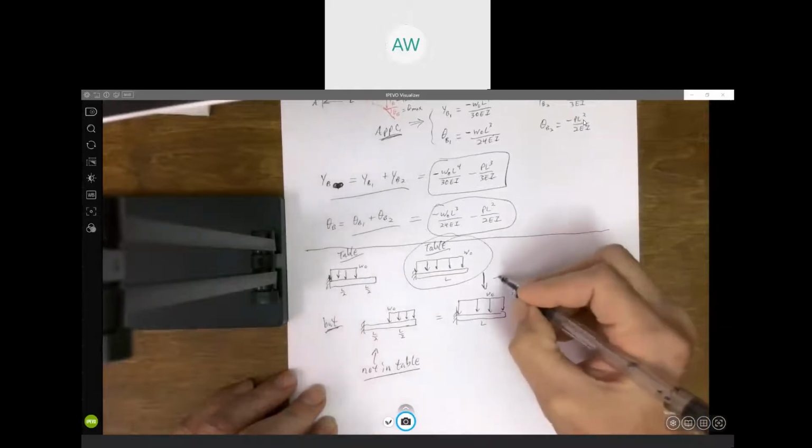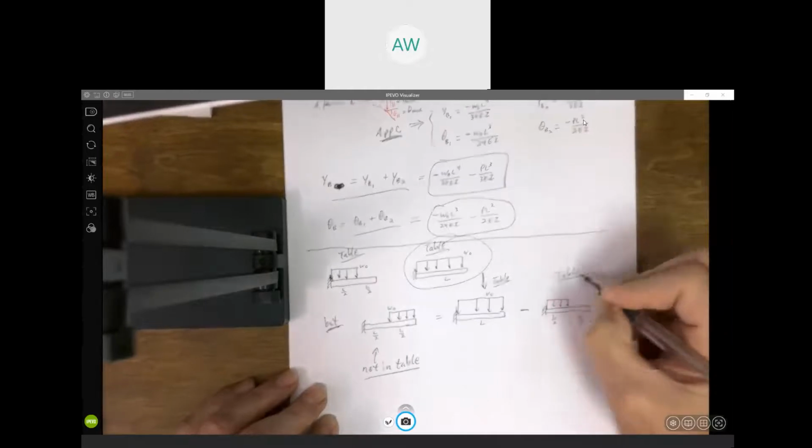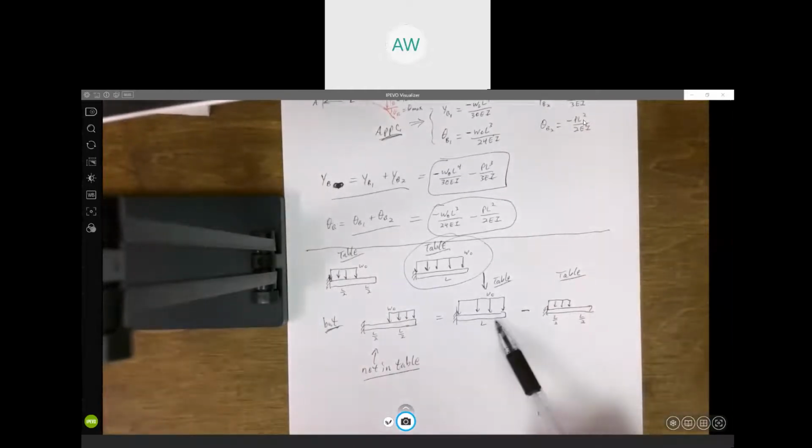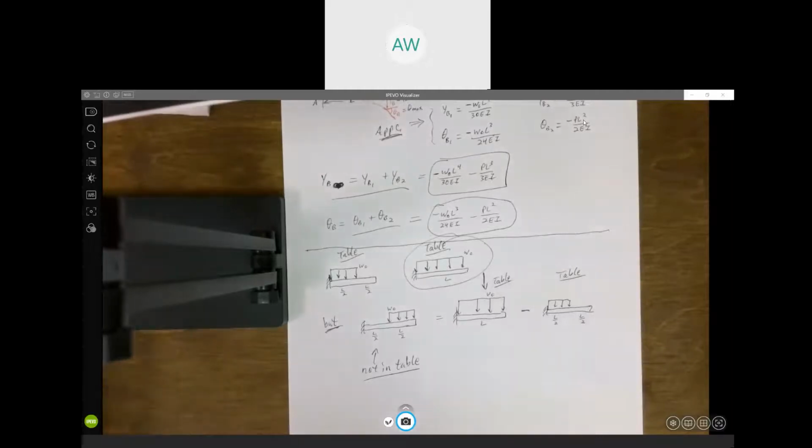All right, so again, this one's in the table, and this one's in the table. Well, this one is just the sum of those two, and so we can actually get the solution for this loading by taking this one and subtracting that one. And so it's something to keep in mind. If you see a loading, it's not exactly like one in the table.